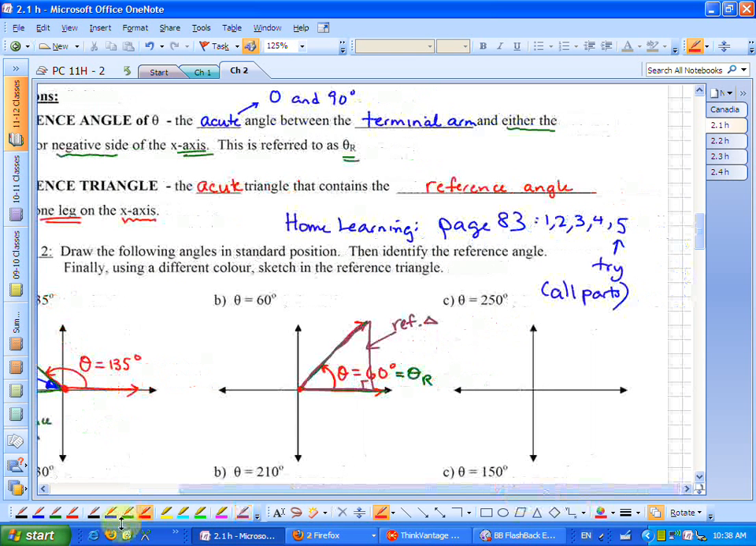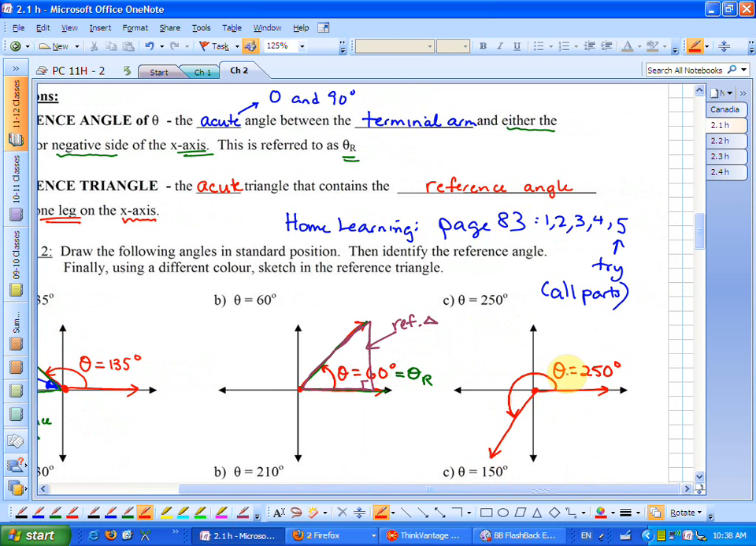Let's try the next one here. I'm going to ask you to draw in the angle 250 first, and then let's see if you can identify the reference angle and then also the reference triangle. So let's do the actual angle in standard position. Starting at the initial arm, rotate 250 degrees counterclockwise. So that's right about here. So there's my angle 250.